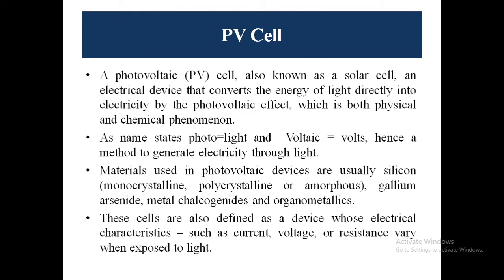Many materials can be used for the photovoltaic phenomena, and silicon is the most common among them. Silicon can be in the form of monocrystalline, polycrystalline, or amorphous. Other materials that can be used are gallium arsenide, metal chalcogenides, and organometallics. Whenever light falls on these cells, their electrical characteristics change. Electrical characteristics such as current, voltage, and resistance vary, and as a result electricity is produced.